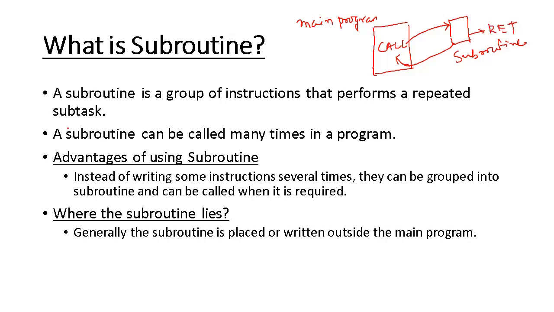A subroutine is a group of instructions that performs a repeated subtask. The subroutine can be called many times in a program. What are the advantages of using a subroutine? Instead of writing some instructions several times, they can be grouped into a subroutine and called whenever required. Generally the subroutine is placed or written outside the main program.